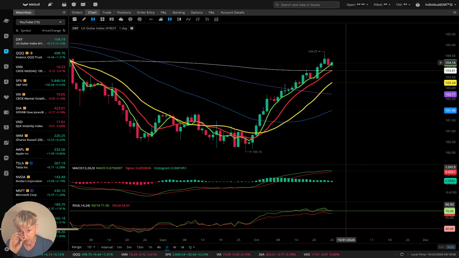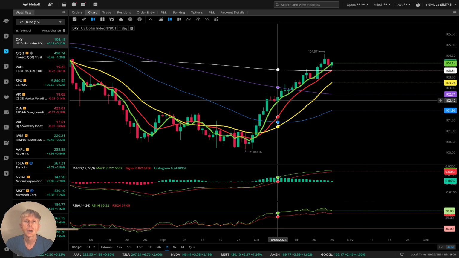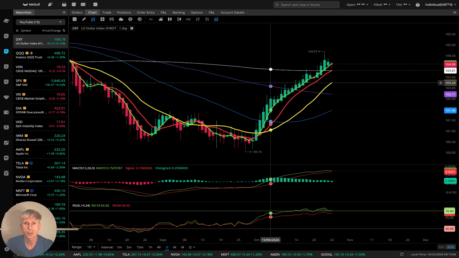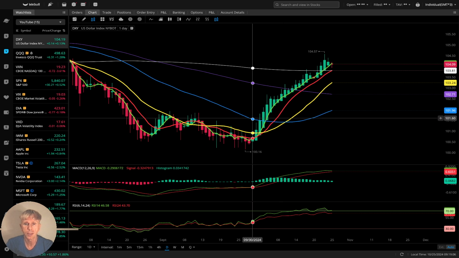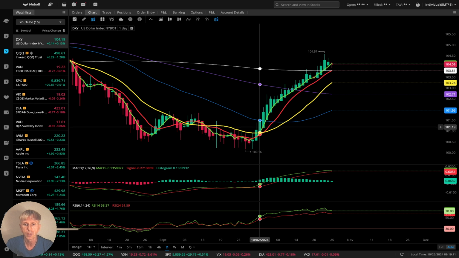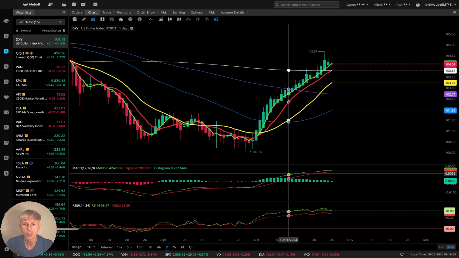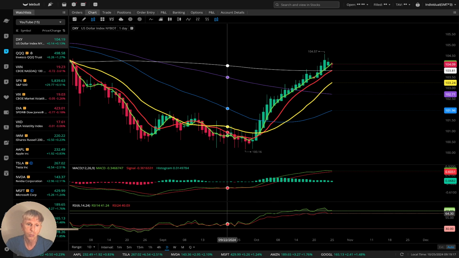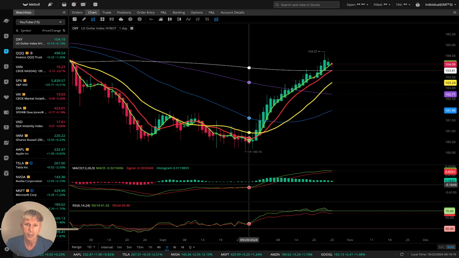Now let me briefly mention my setup. I'm using simple moving averages. White line SMA 200, purple line SMA 100, blue line SMA 50, yellow line SMA 20, red line SMA 10, and green line SMA 5. Below that, green line RSI. Two more indicators, MACD and RSI.